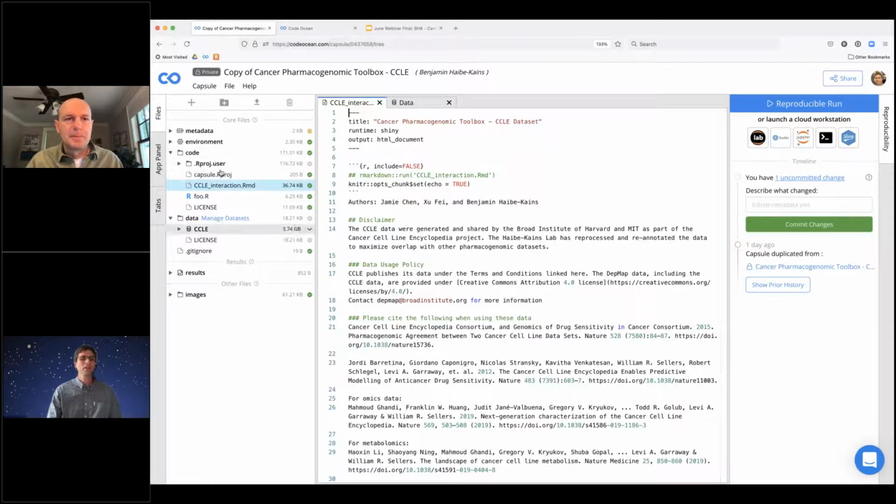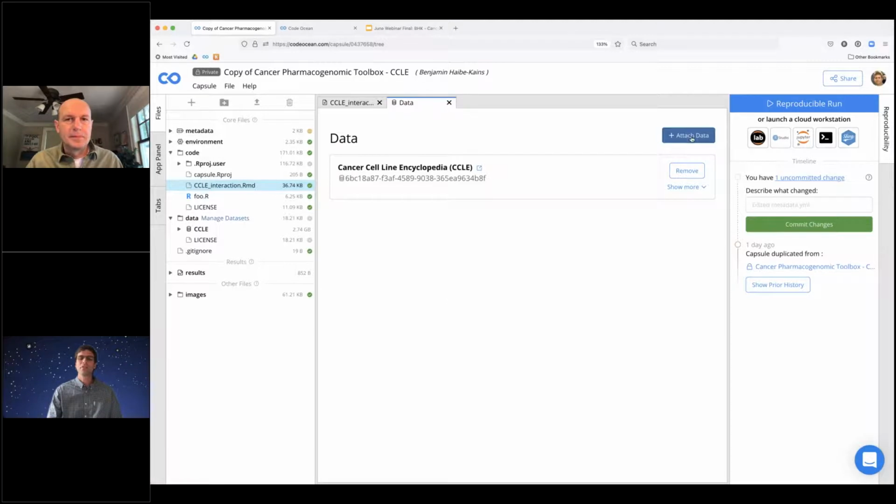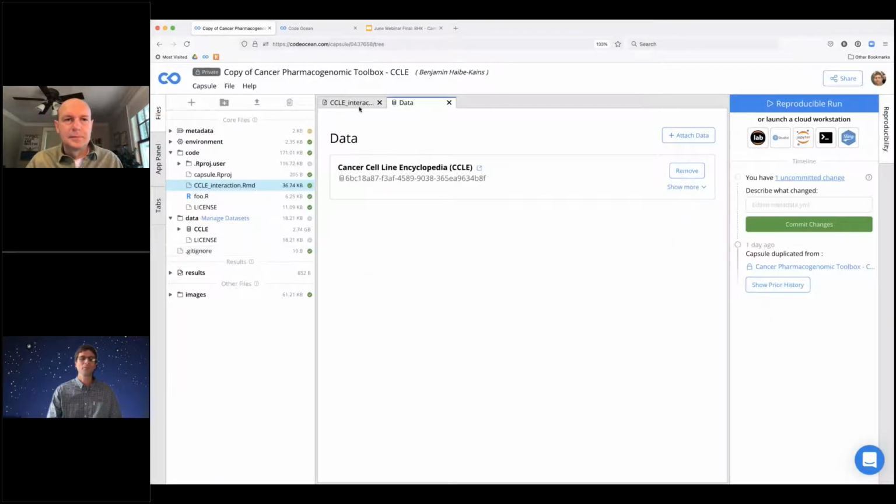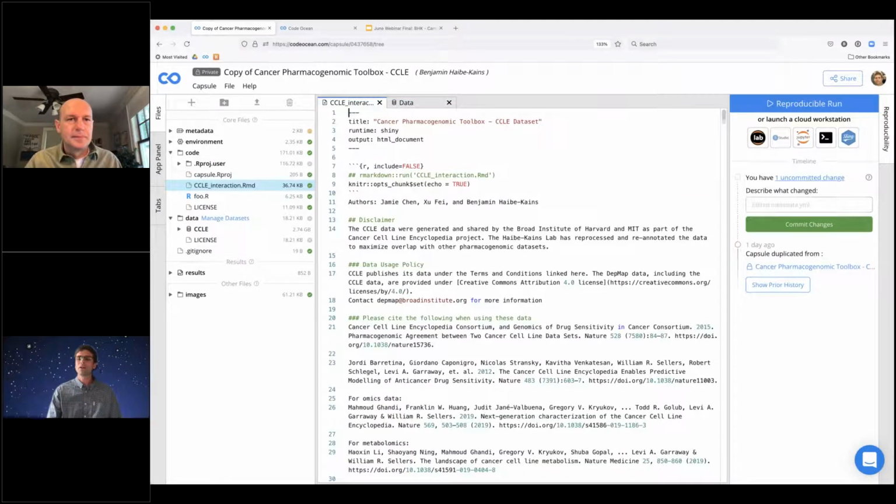On the left side, you have all your different files. Most importantly, you have a very easy way to attach data to your capsule. So for instance, here, I selected the cancer cell line encyclopedia data asset to load into my capsule. And on the right side, you can change the code, clone the capsule, commit, and use a different series of tools here that are very common in the bioinformatics community.